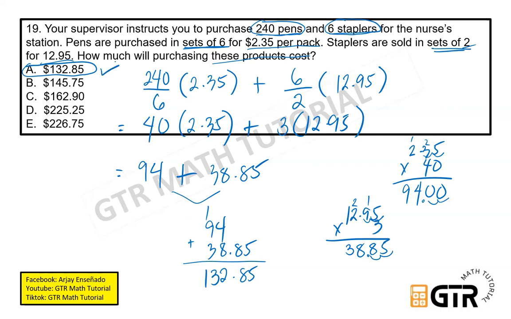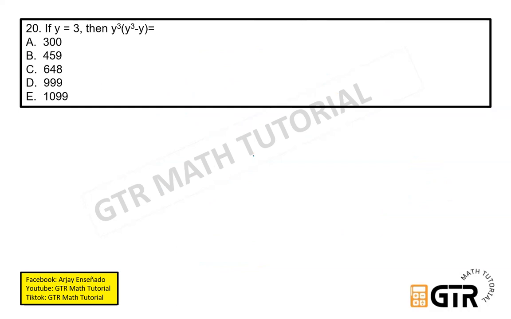Okay, so next number or last number for this video, number 20. If y equals 3, then y cubed times y cubed minus y equals. So simple lang ito, i-substitute lang natin. Ang value daw ng y ay 3. So ipalit lang natin dito sa y cube. So therefore, we have 3. Okay, 3 cube. Pinalitan lang natin yung y.